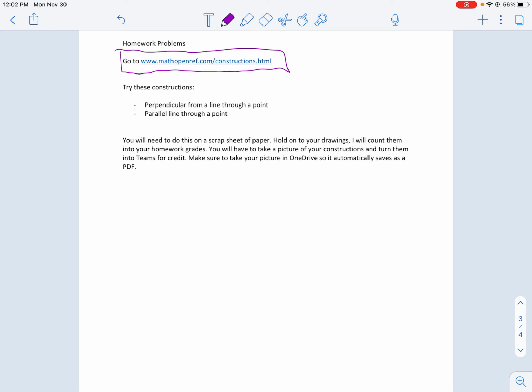So make sure you take your picture in OneDrive so it automatically saves as a PDF.